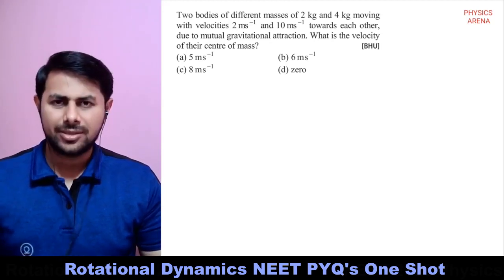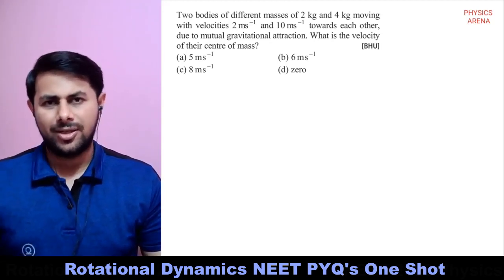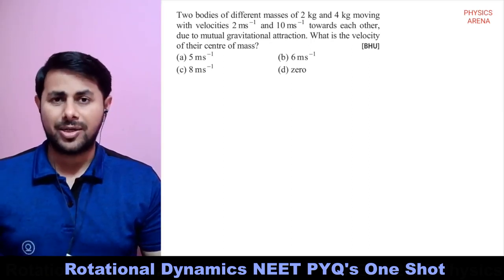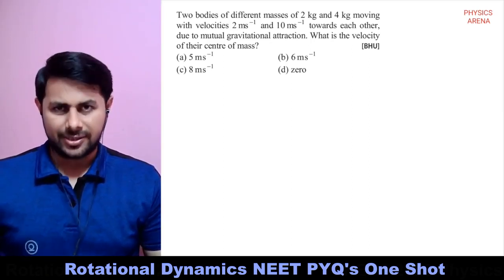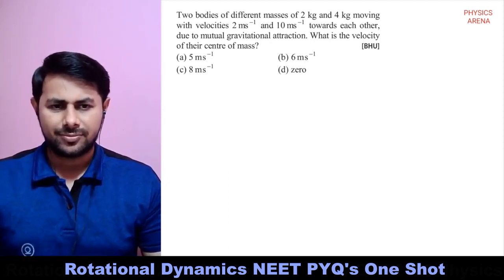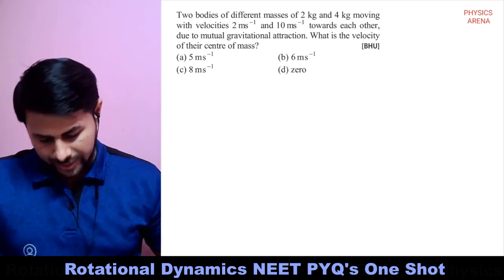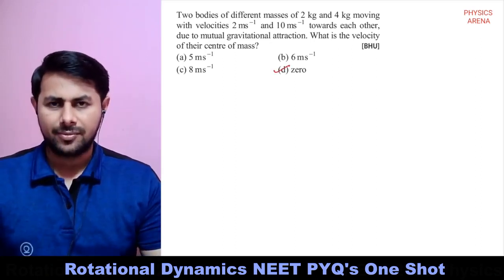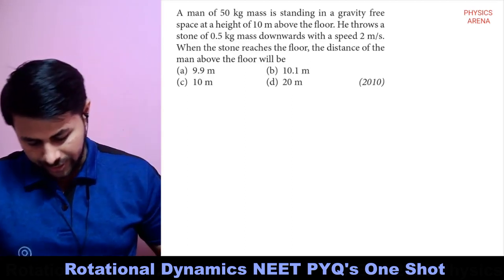And that means since external force is 0, earlier the center of mass was at rest. That means its velocity was 0. So it will remain 0. Okay, and that's why the answer is 0. Alright, so let's see this question.